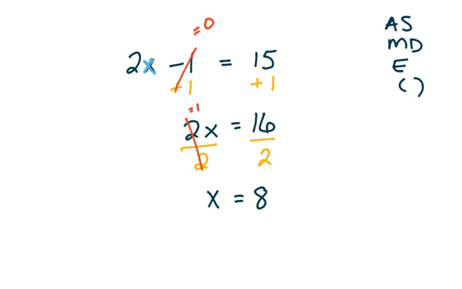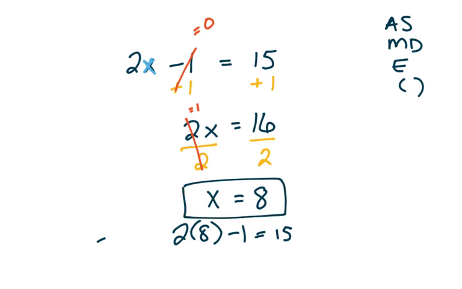And then if I wanted to check it, I could just go ahead and say 2 times 8 minus 1 equals 15. 2 times 8 is 16. 16 minus 1 is 15. So I know that this is my correct answer. And that's the nice thing about equations, is you can always plug them in to check them.